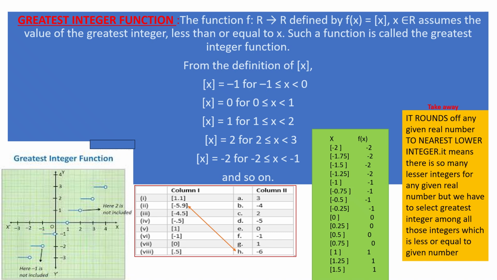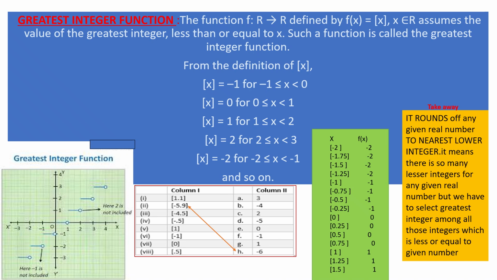Now you can see these are the intervals in which it is defined. Suppose x is lying between -1 and 0, where -1 is included. In that case, f(x), that is the greatest integer function value, will be -1 for all those x's lying between -1 and 0, including -1. Its final answer will be -1, because -1 will be the greatest lower integer.